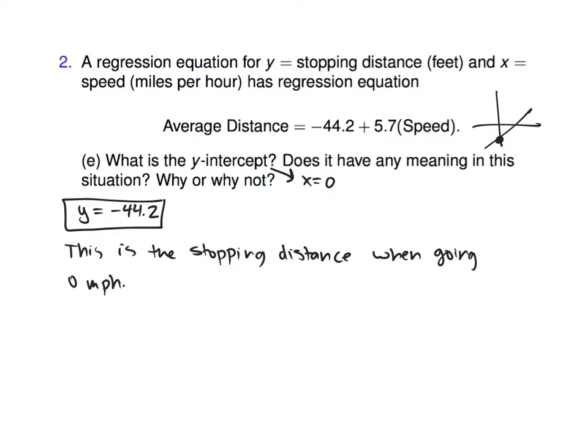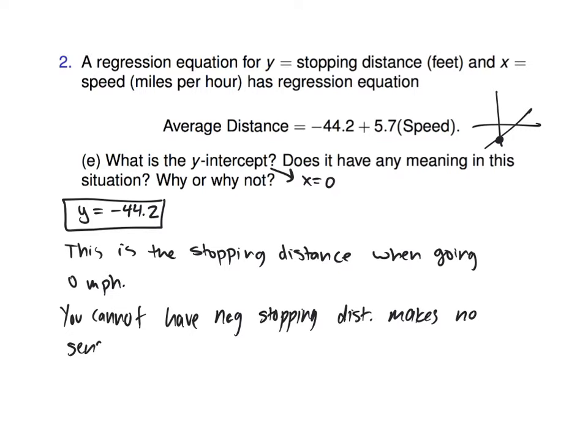Can you have a negative stopping distance? No. You cannot have a negative stopping distance. It makes no sense. But what I'm going to be looking at when I grade questions like that is, can you find the y-intercept? And do you know it means that x is equal to 0? Does that make sense? Those are the things I'm looking for. And then tell me, it should be pretty obvious if it does or does not make sense. Oh, it's a negative number.